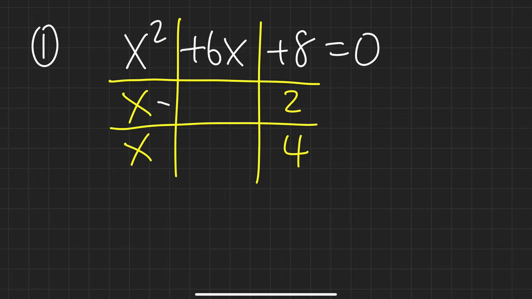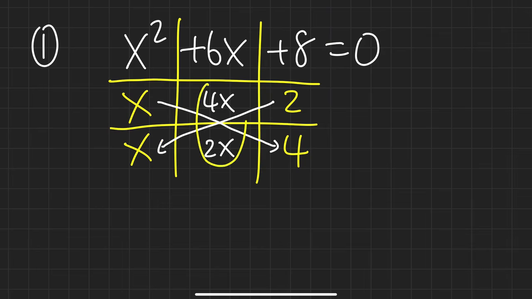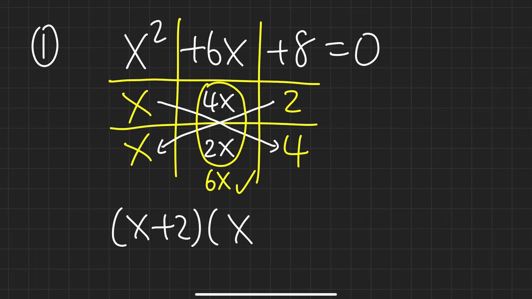We take the x times this number, 4, so 4 times x is 4x. And then we take this 2 times this x, that would be 2x. Combine the middle, 4x plus 2x does give us 6x, which is exactly what we have right here. So checks. Now, the factors are x plus 2 times x plus 4.